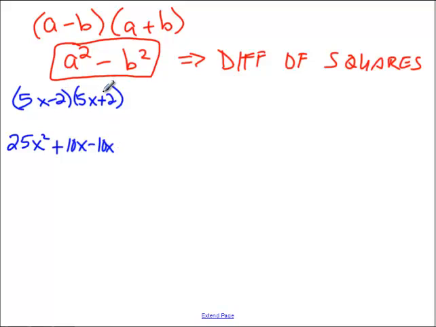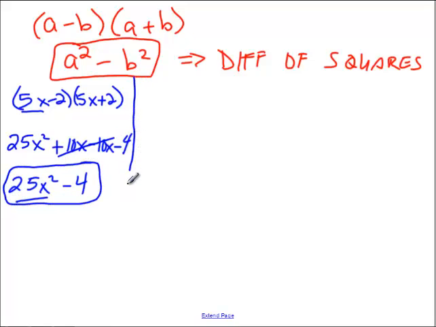And then to finish up the FOIL, minus 2 times plus 2 gives us minus 4. Now we combine like terms. Plus 10x minus 10x goes away because that's equal to 0. And we have what's left, 25x squared minus 4. 25x squared is that 5x, my a term, squared. Again, the b times the b is going to give me b squared, so 2 times 2 gives me 2 squared, or 4, and then a subtraction between them gives us the difference of squares, and there's our answer.